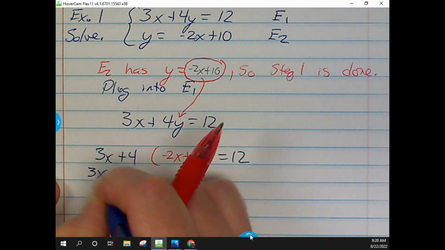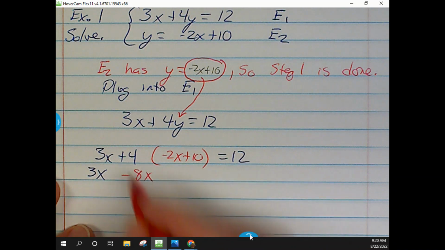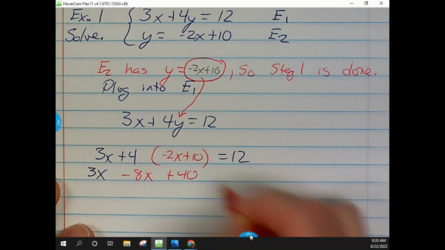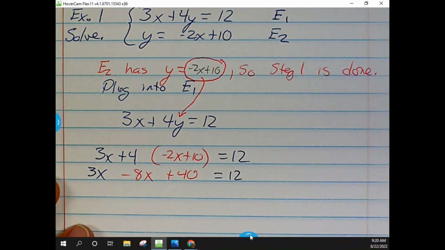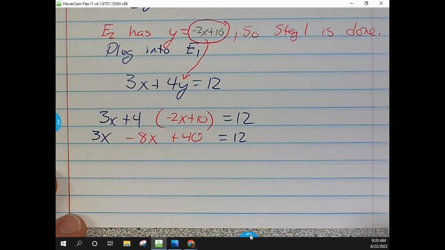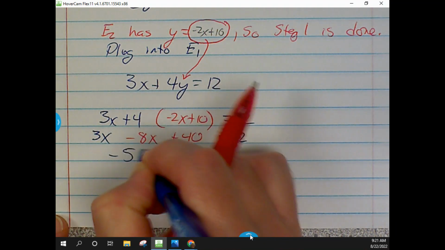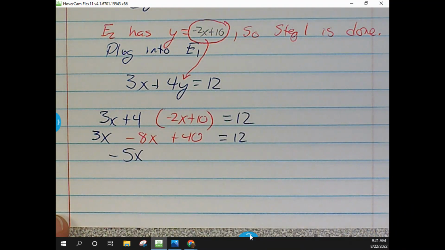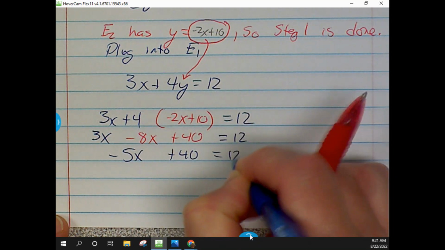All right, so we got 3x. We're going to do 4 times negative 8, so that's going to be negative 8x, and then 4 times 10 is 40. Equals 12. All right, here's why we worked on solving equations those first few days, because now we got 3x minus 8x. This is on the same side, so go ahead and put those two together and make it negative 5x plus 40 equals 12.